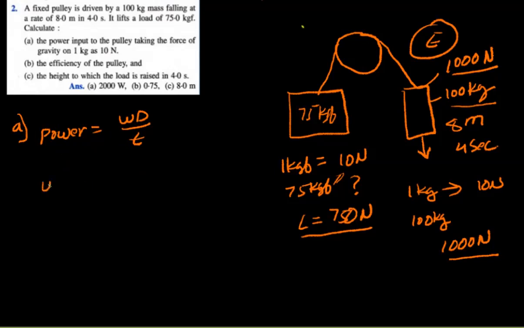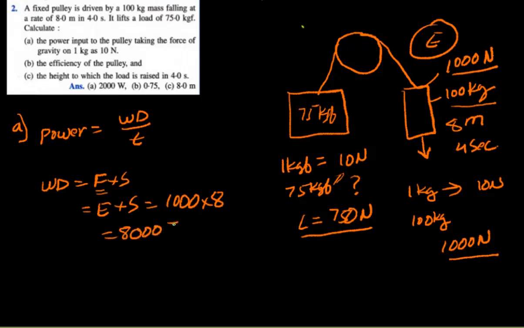So now let's see, work done by effort equals, again, force multiplied by displacement. Now in this case, our force will become the effort. So effort multiplied by displacement, which is equal to, effort is 1000 newtons and the displacement is 8 meters. So 1000 multiplied by 8, which is equal to 8000 joules. This is the work done.